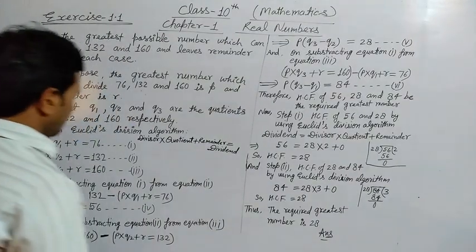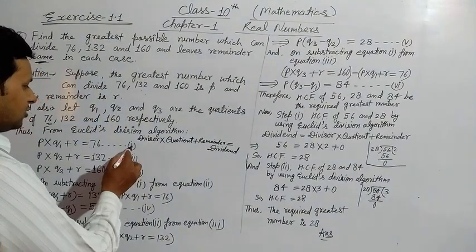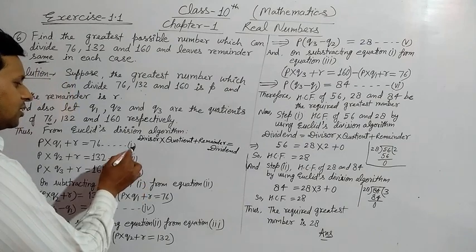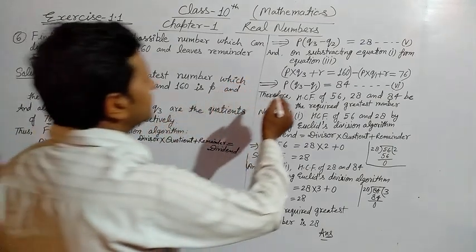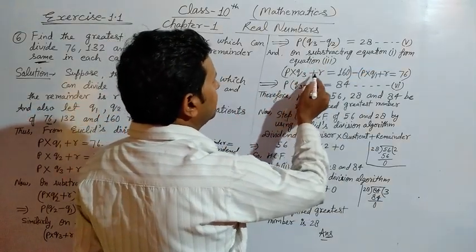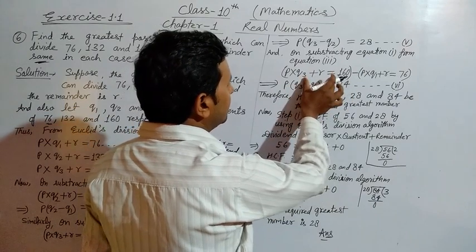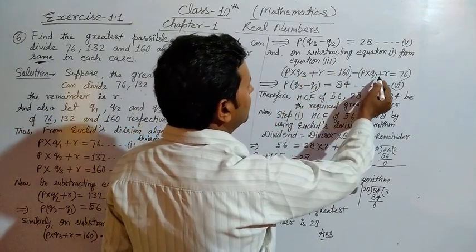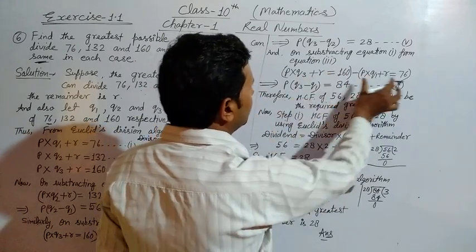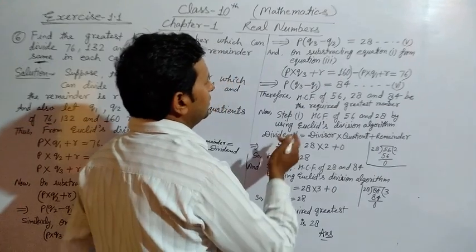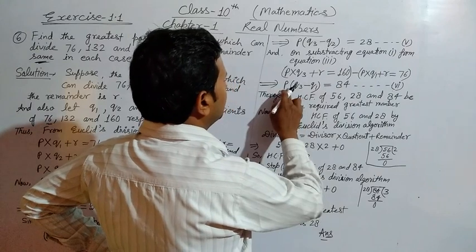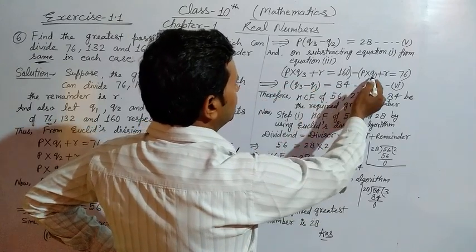Same as, from equation third we subtract equation first. See here, on subtracting equation first from equation third, PQ3 plus R is equal to 160, this is equation third, minus PQ1 plus R is equal to 76, this is equation first. Now here is P and here also P, common, so we can take it in common. Q3, and here it should be changed into minus.